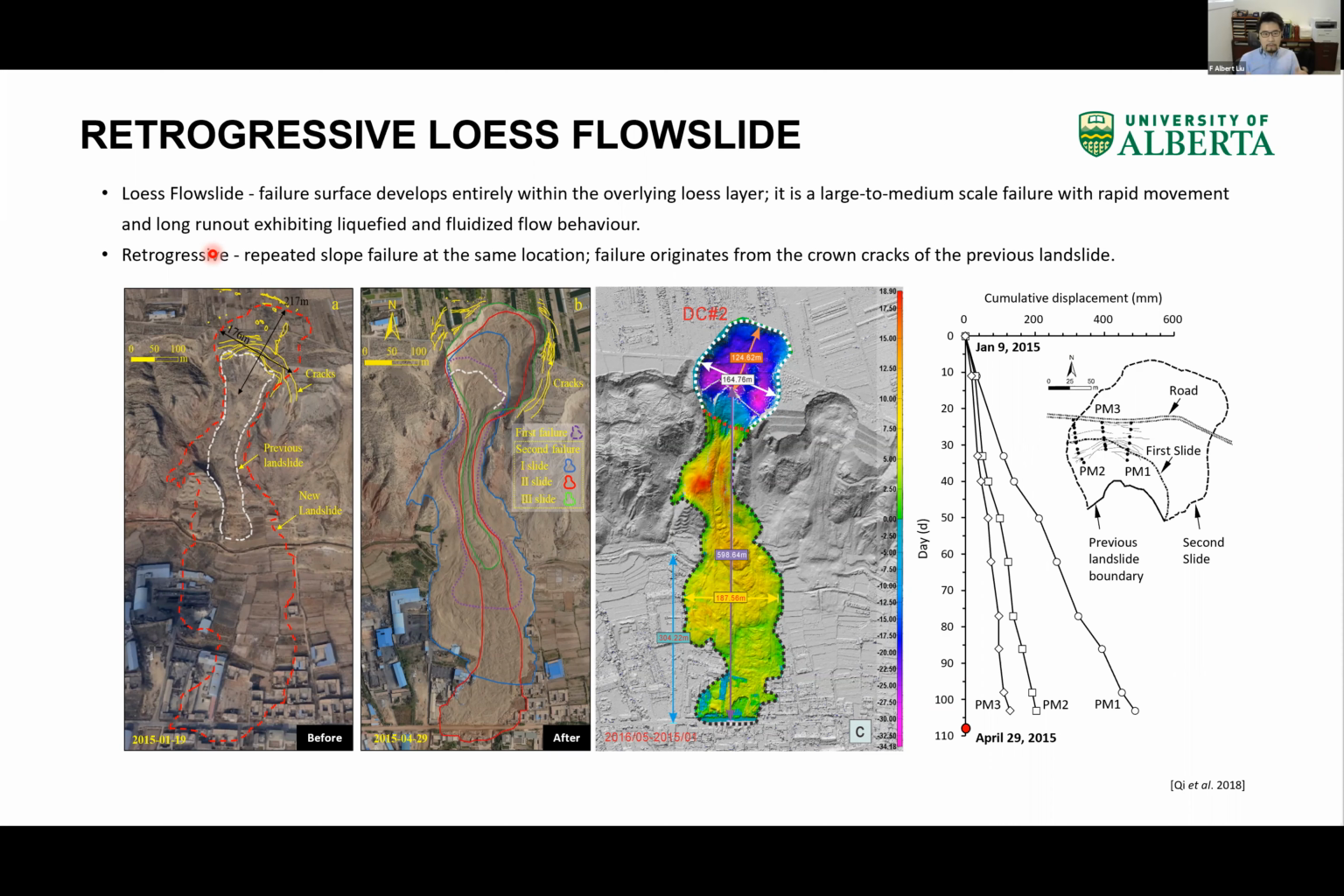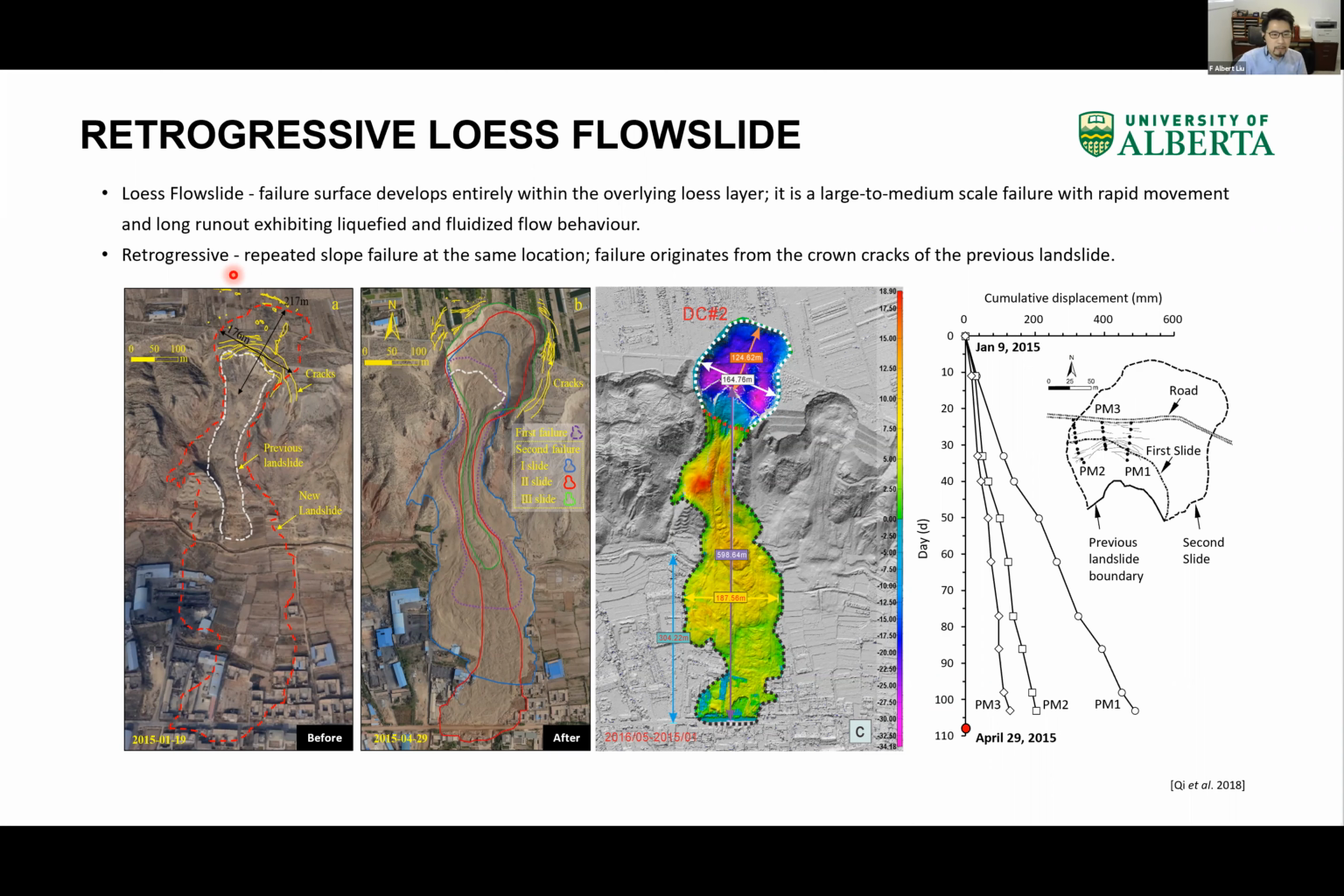In general, we define a flow slide as a failure surface entirely developed within the loess layer. It's a large to medium scale failure with rapid movement, long runout and liquefied flow behavior. The retrogressive here really means just repeated slope failure at the same location, so the new landslide develops behind the scarp of the previous landslide.